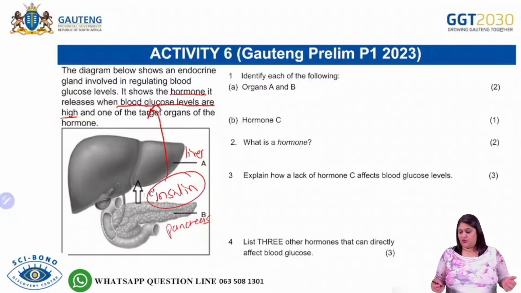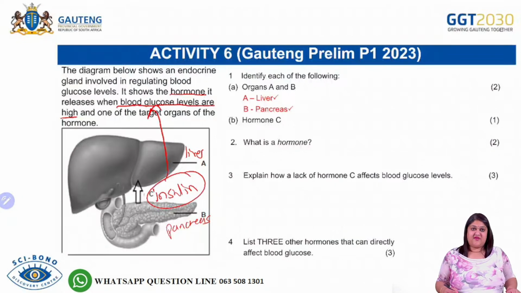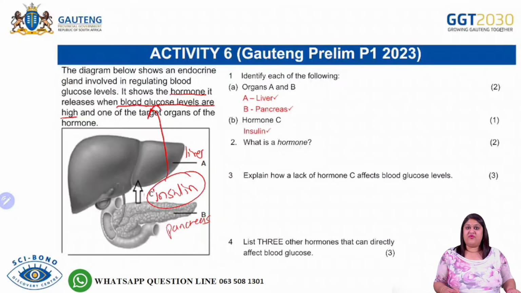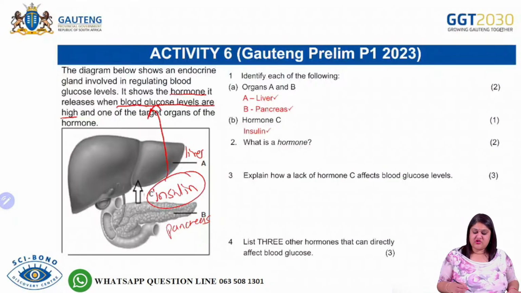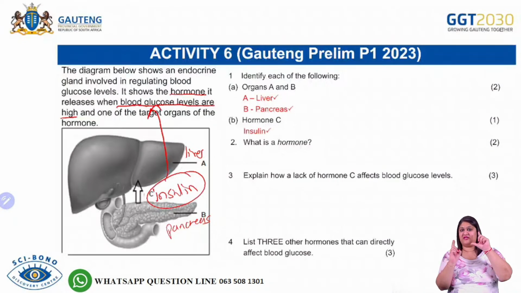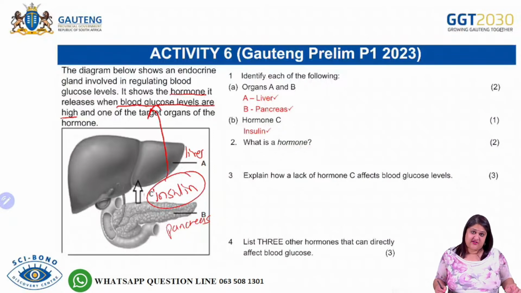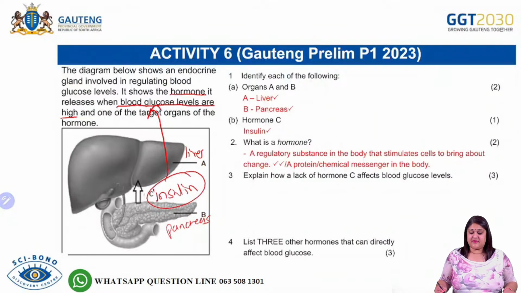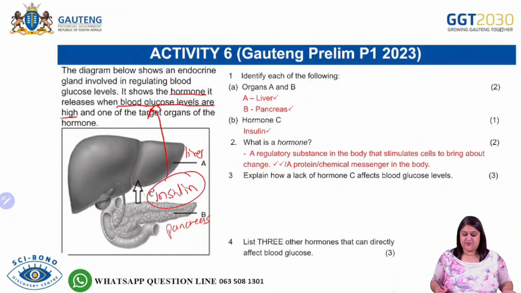Identify each of the following organs A and B. We did that. It's the liver and the pancreas. Hormone C, we just said that it's insulin. And now they want to know what is a hormone. When they ask you what is a hormone or define a hormone and they put it in italics, they want you to basically give a definition. This is where your biological terms are very important, and being able to write out a definition. It's a regulatory substance in the body that stimulates cells to bring about change. Or you can also say it's a chemical messenger in the body.